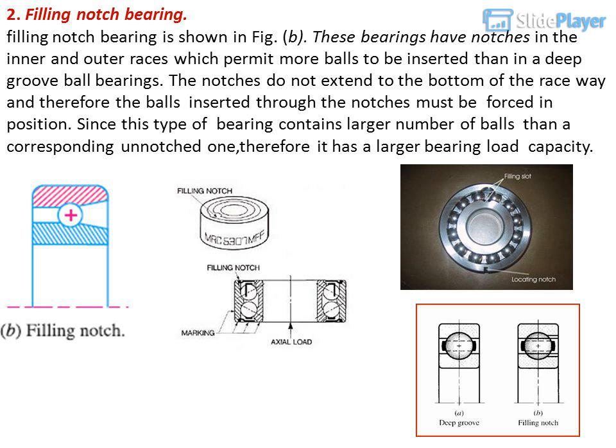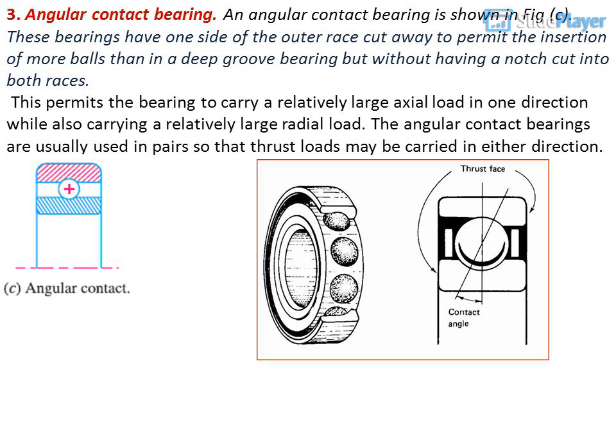2. Filling notch bearing. Filling notch bearing is shown in figure B. These bearings have notches in the inner and outer races which permit more balls to be inserted than in a deep groove ball bearing. The notches do not extend to the bottom of the raceway, and therefore the balls inserted through the notches must be forced in position. Since this type of bearing contains a larger number of balls than a corresponding unnotched one, it has a larger bearing load capacity.